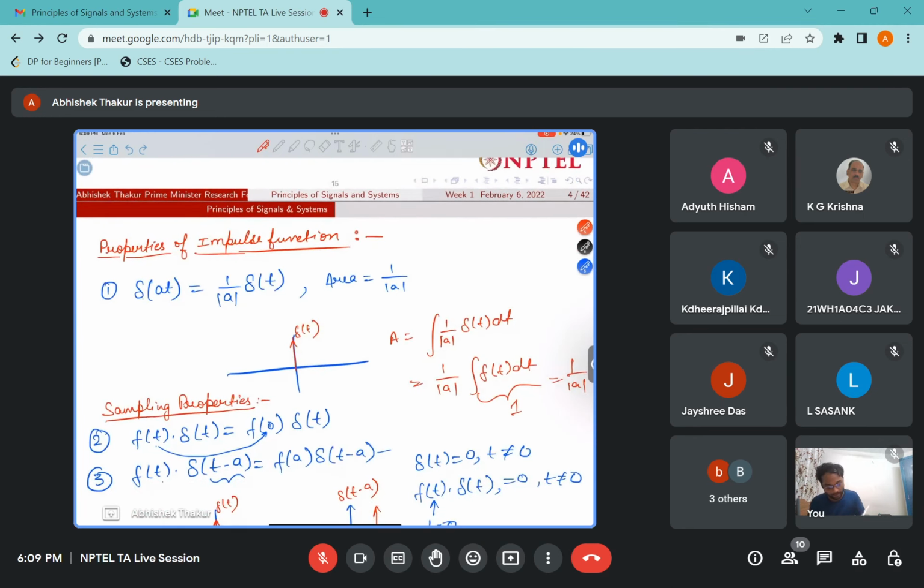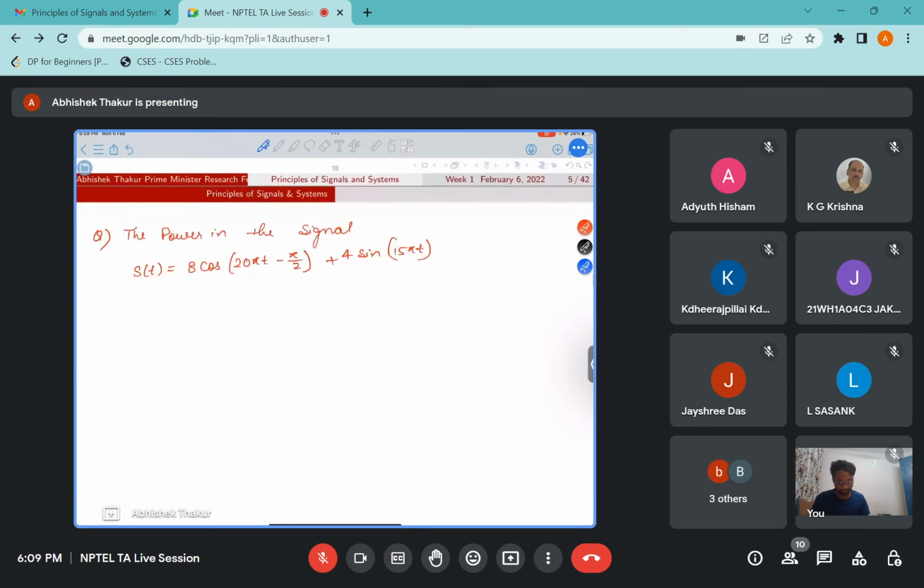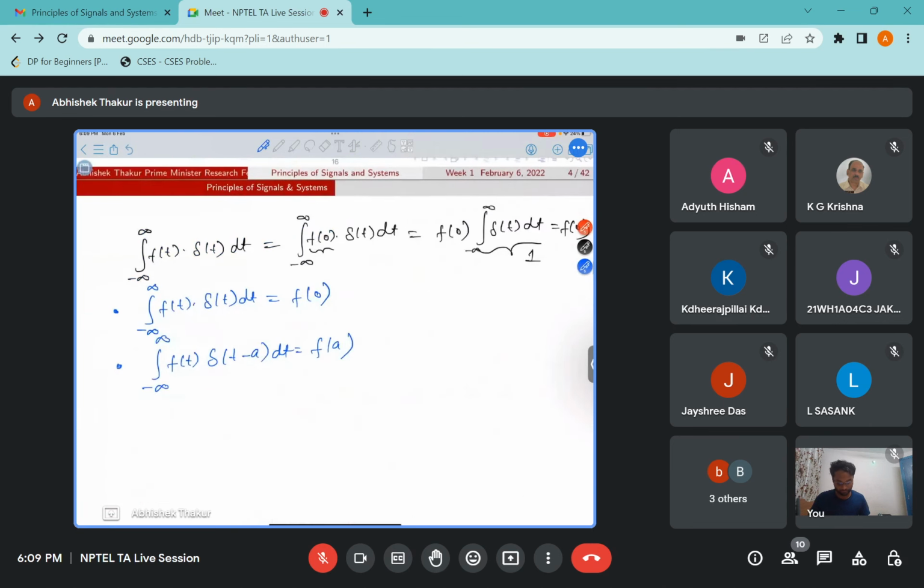And this is a scaling property that we have already discussed. And one more thing is there, like when δ(at plus or minus b) is there, then it will become 1 by a δ of t plus or minus b, where b is also divided by a. Okay. So this is done.